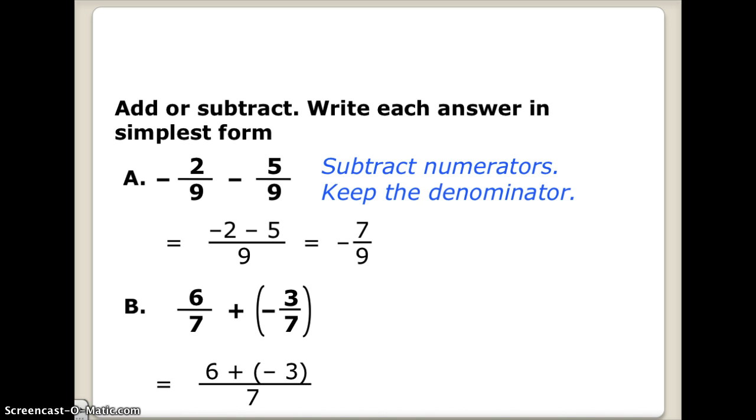In example B, we have 6/7 plus -3/7. Again, the denominator is going to be 7. So now it's 6 plus -3, which gives us 3/7. Of course, we always look to make sure that these are in simplest form. In this case, they are.